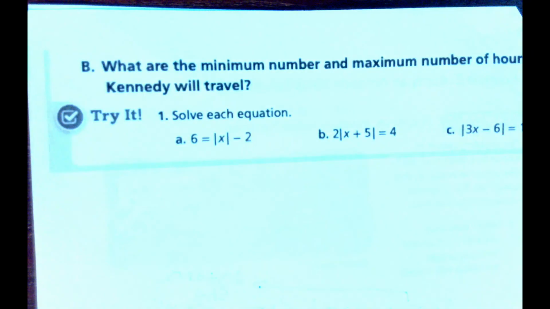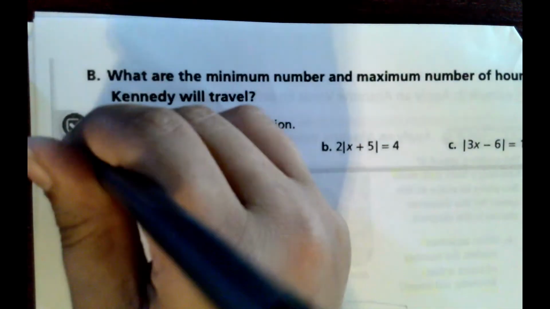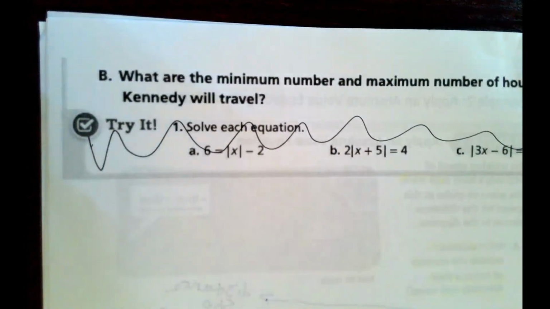Alrighty, let's go solve this. So what you're going to notice on this side is that I and the printer do not get along. So this was your try it from the other one, so kick that part out.